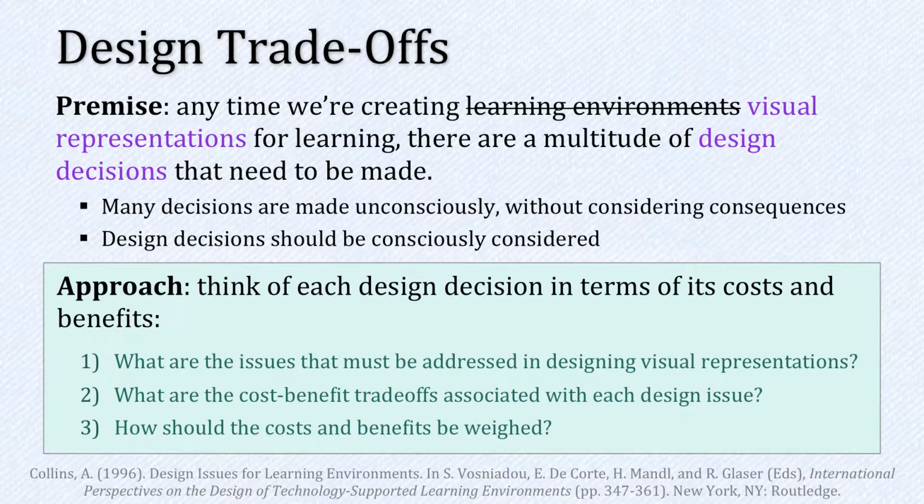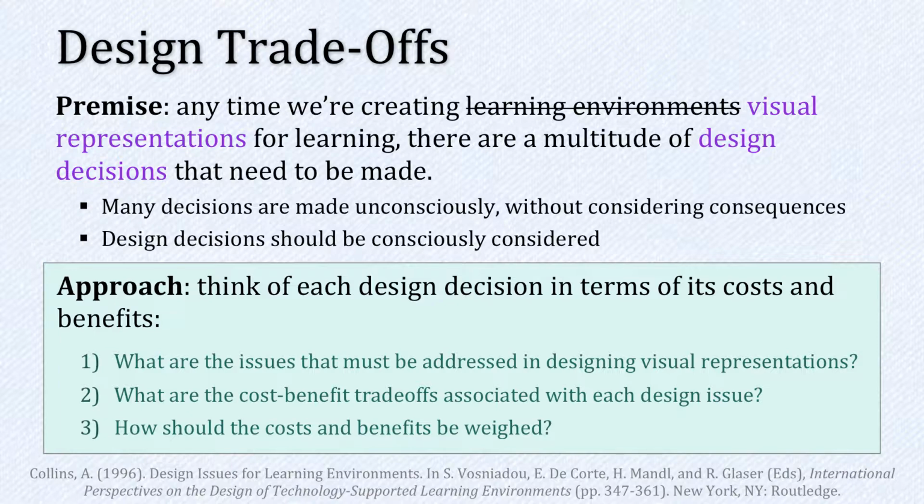And Collins' proposed approach is to think of each design decision in terms of its costs and benefits. In other words, every time you make a design decision, you need to ask yourself as the designer, what are the issues that must be addressed in designing visual representations? The second question you should ask yourself is, what are the cost-benefit trade-offs associated with each design issue? And thirdly, how should the costs and benefits be weighed?